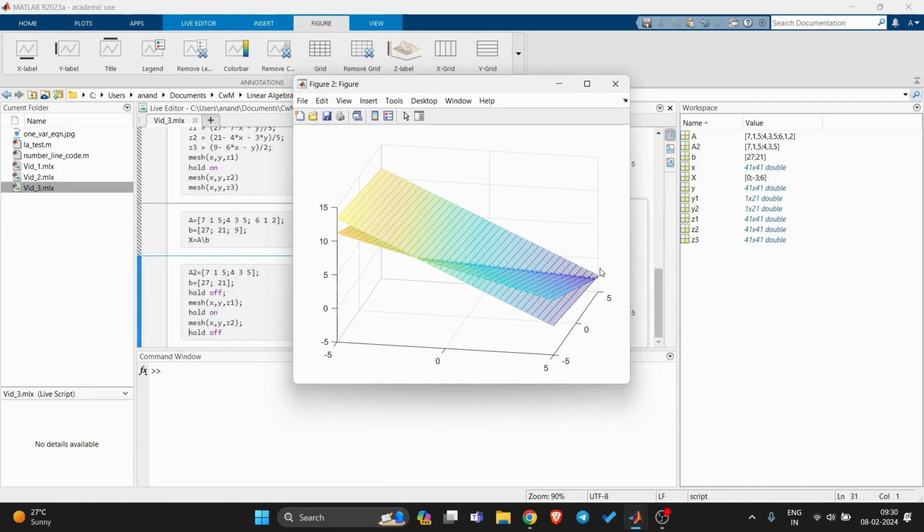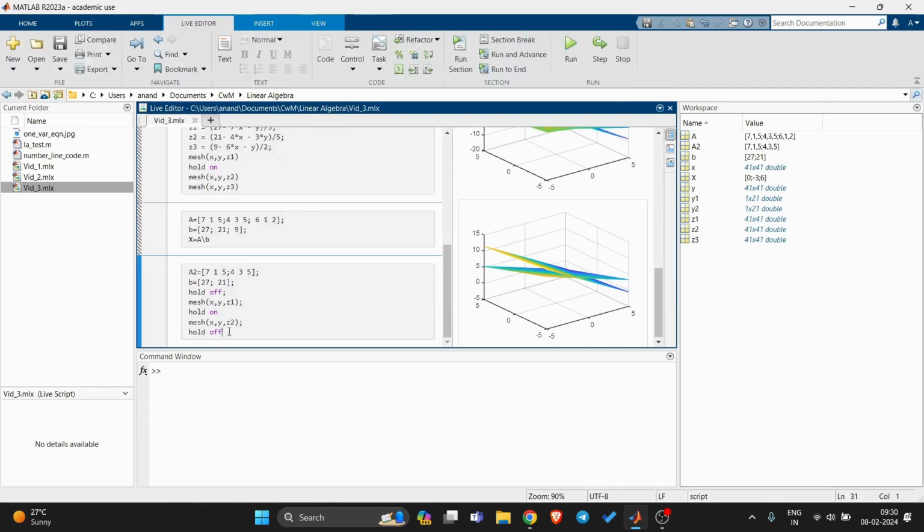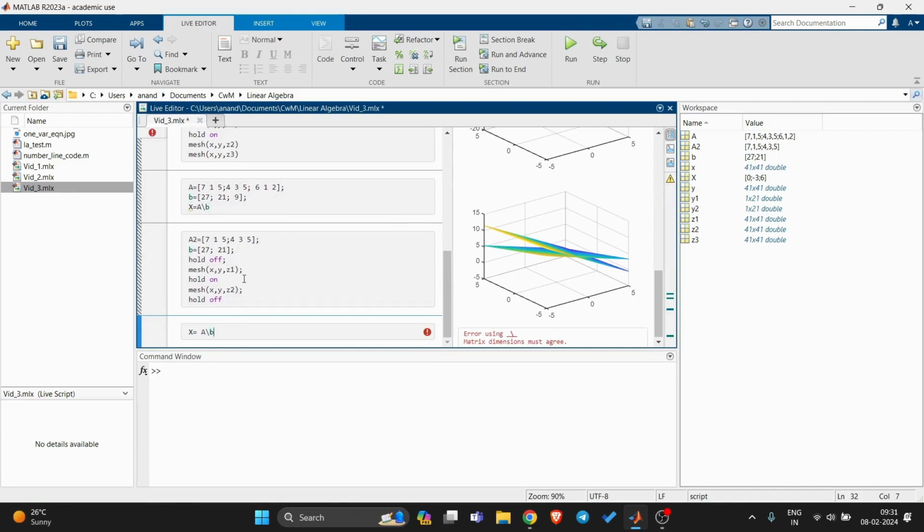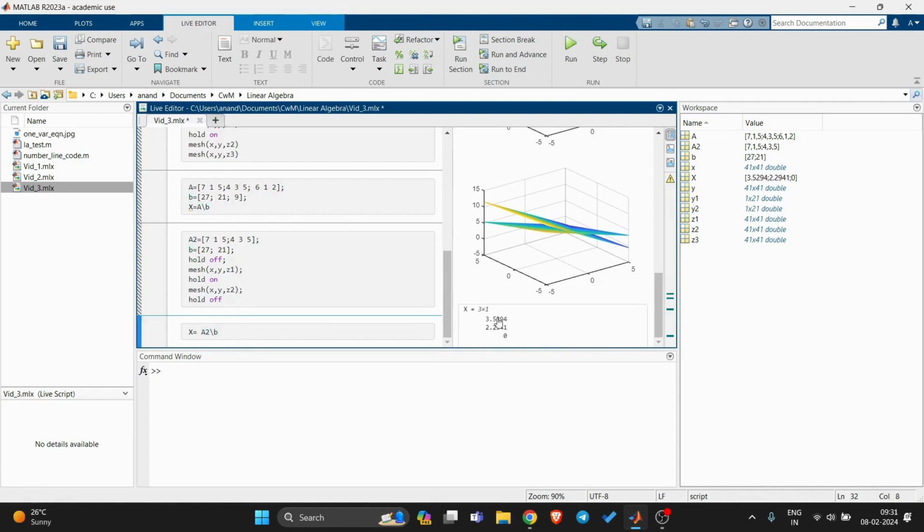Now, the backslash operator can only return one of them, so it returns a solution with the maximum number of zero elements possible. So, if I write x is equal to a2 backslash b and run this, see here, it returns the solution which has at least one zero element if possible.